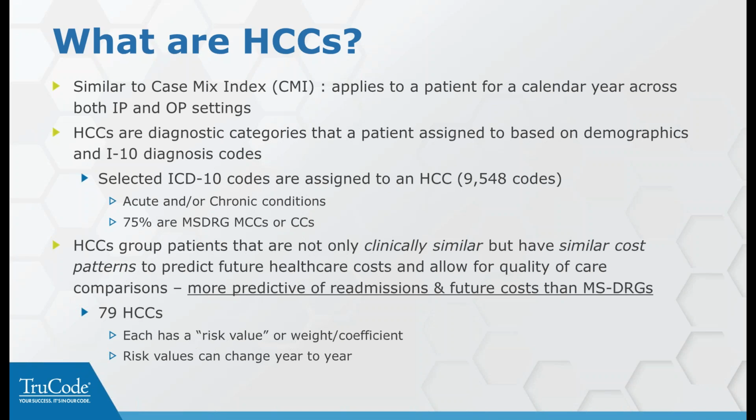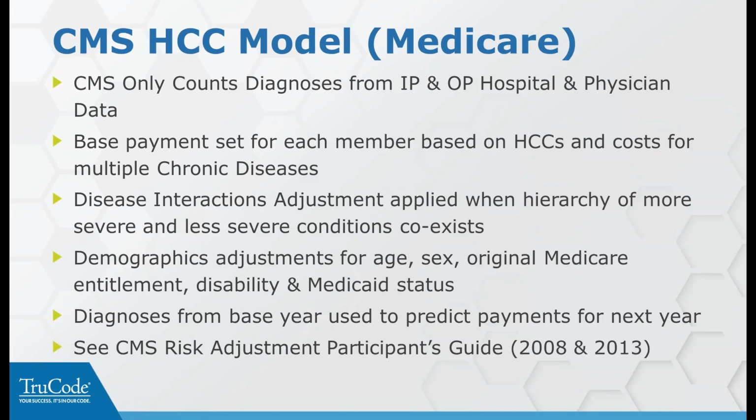There are currently 79 HCCs. Each one has a risk value or weight similar to the relative weight of a DRG, and that risk value, unlike the DRGs, can change from year to year. There are some different HCC models out there, but we're focusing primarily on the one that CMS has developed. As you can see, they only use diagnoses from inpatient and outpatient hospital and physician data. They base the payment set for each member in the Medicare Advantage plan on all the HCCs that apply to that particular patient and the cost for multiple chronic diseases if that patient has them.